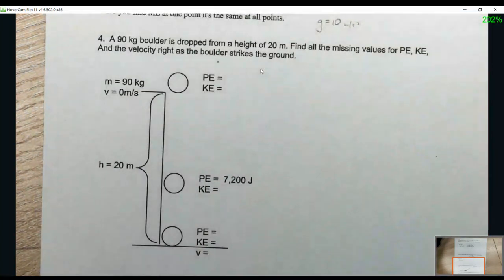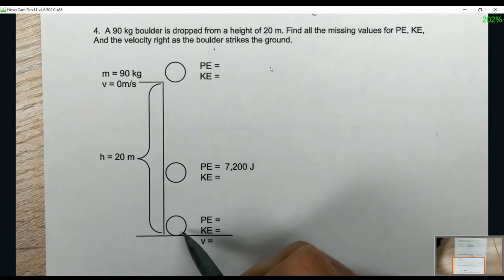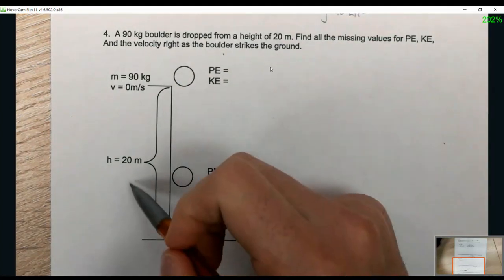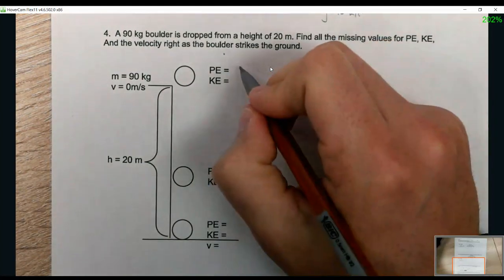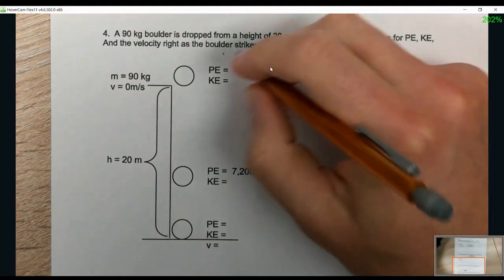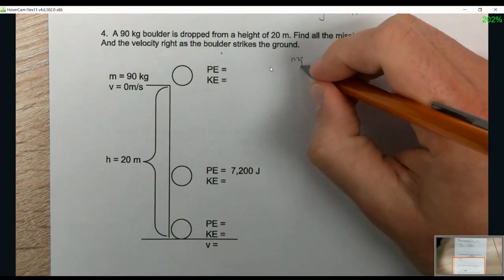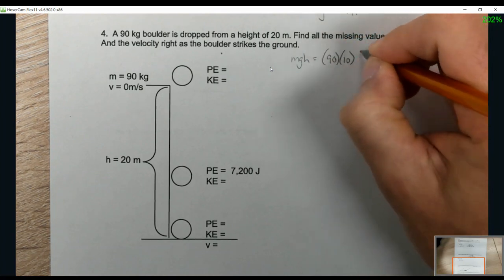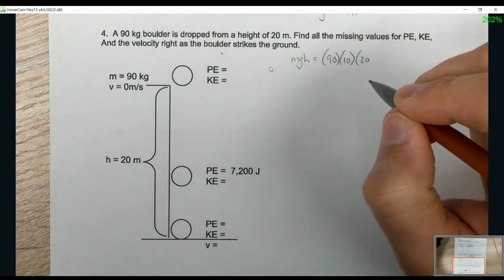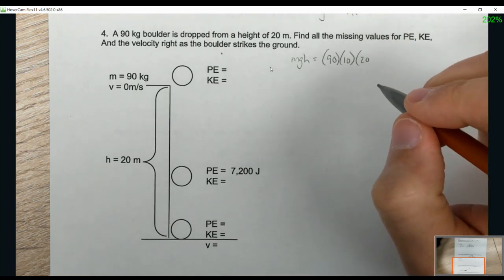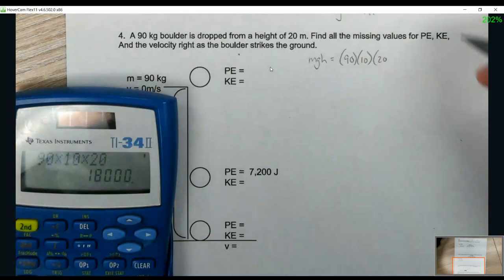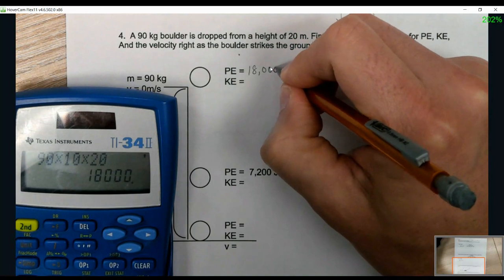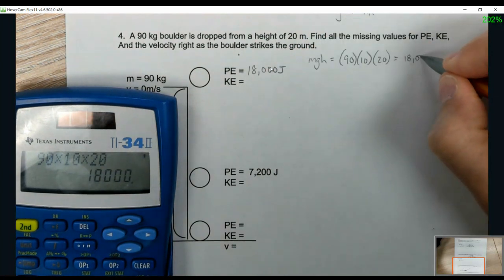So let's take a look. We don't know the velocity down here. We know the mass of this boulder is 90 kilograms. It's initially dropped from a full height of 20 meters. So potential energy would be mass times gravity times height. So you're doing mass of 90, gravity is 10, height is 20. So 90 times 10 times 20 equals 18,000 joules.